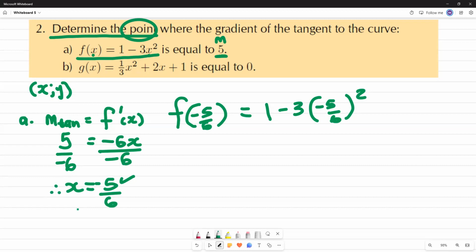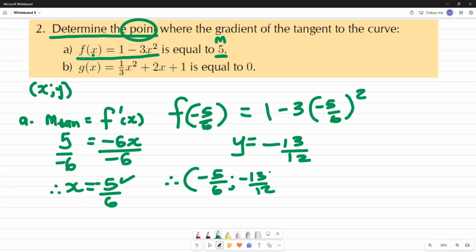So we get the answer to be minus 13 over 12, which is your output, the y value. Therefore, the first point you're looking for is minus 5 over 6, coordinate negative 13 over 12. To show that you understood this, please pause the video and try question B on your own, and then resume and see if you got the answer correct.